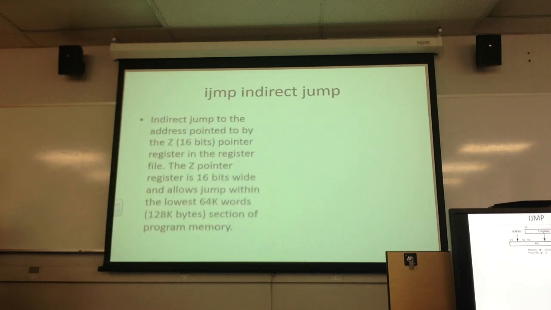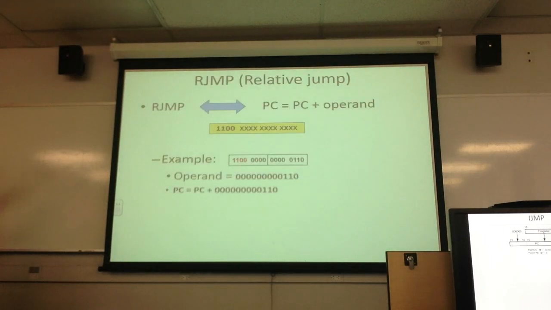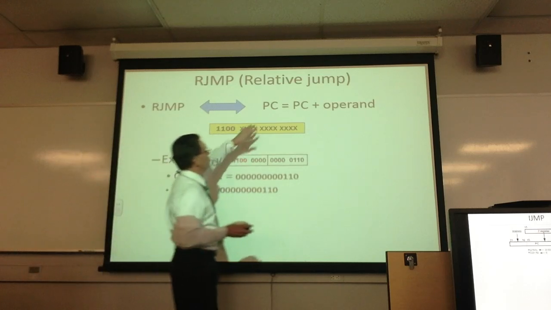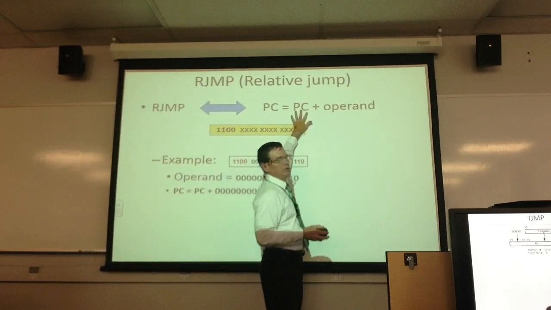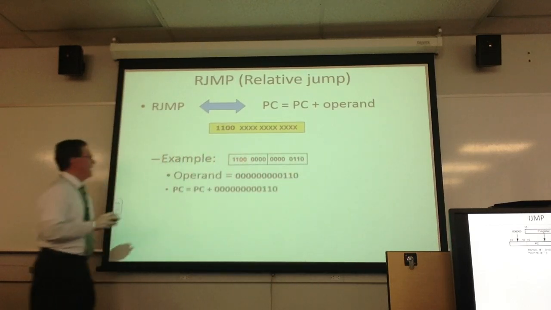All right. So it's all it is, it's just pointed to by what's happening in the Z register. All right. So now relative jumping. This is where the new program counter will equal the old program counter plus some operand here. Okay.